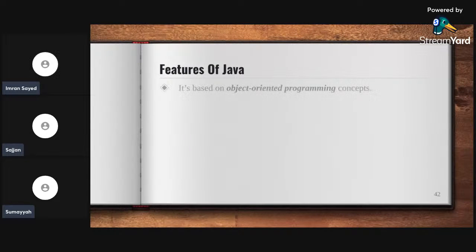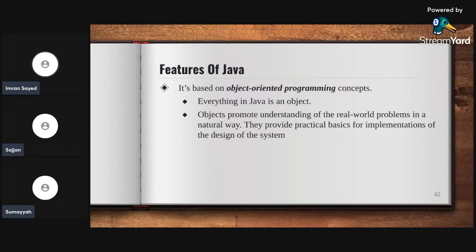Features of Java: based on the object oriented programming concepts, everything in Java is an object. Objects promote understanding of the real world problem in a natural way. They provide a practical basis for implementations of the design system.